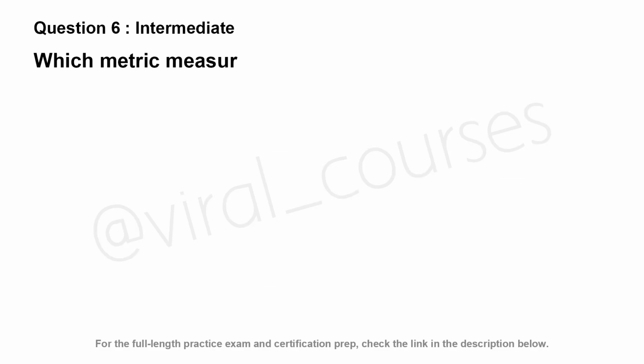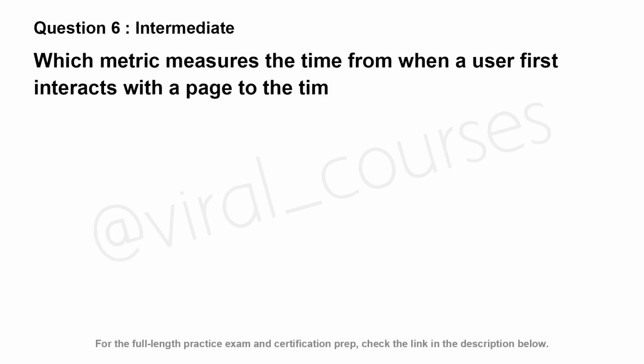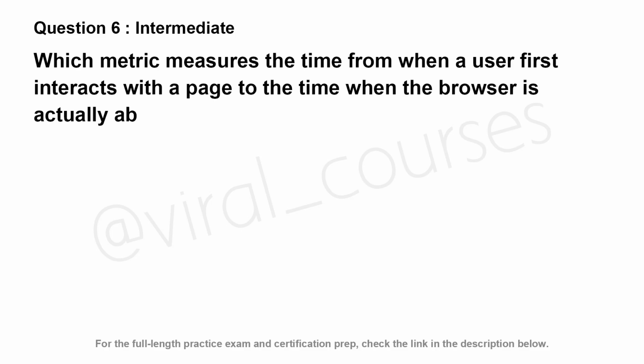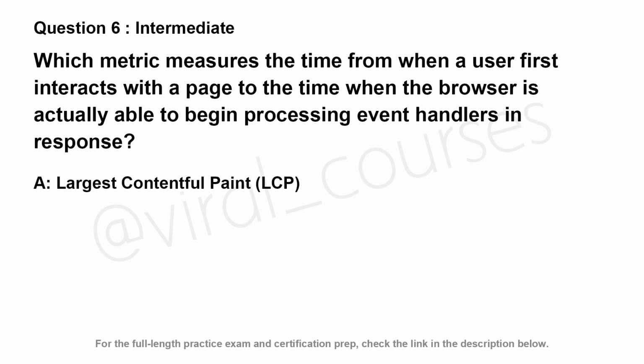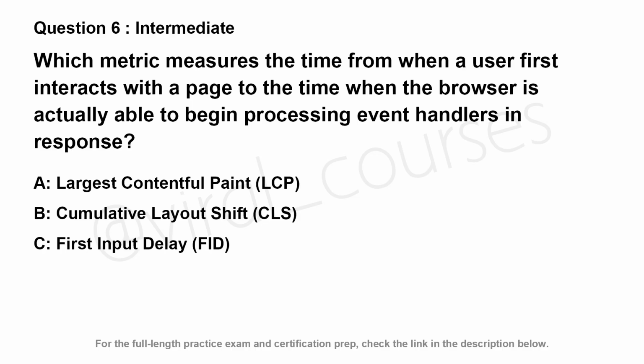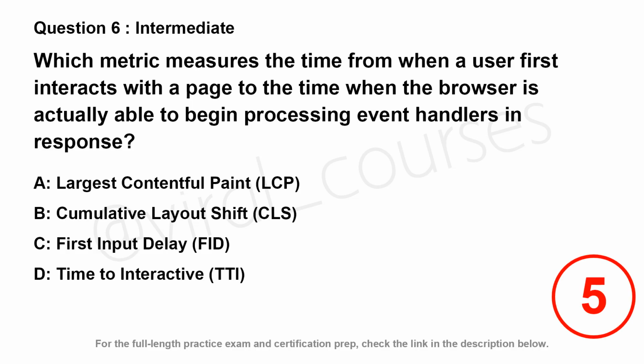Which metric measures the time from when a user first interacts with a page to the time when the browser is actually able to begin processing event handlers in response? Option A. Largest Contentful Paint, LCP. Option B. Cumulative Layout Shift, CLS. Option C. First Input Delay, FID. Option D. Time to Interactive, TTI.